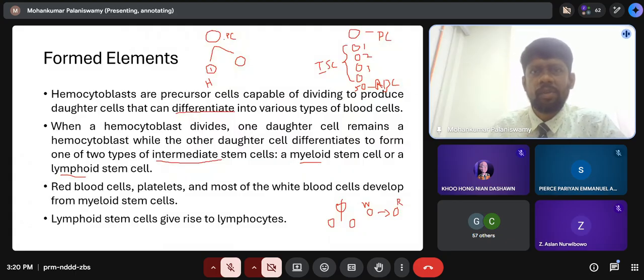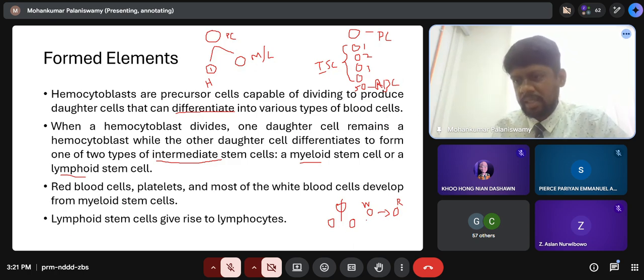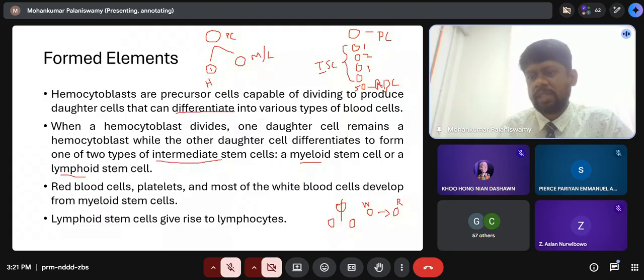So when this hemocytoblast divides into two, one remains as the hemocytoblast itself. The other one could be either a myeloid stem cell or a lymphoid stem cell. Clear? So we have the hemocytoblast, which is the precursor cell. It is capable of dividing to produce daughter cells that can differentiate into various types of blood cells. Again, I'm repeating, differentiation is one cell transforming into another cell. Proliferation means one cell gets divided into two or multiple cells.